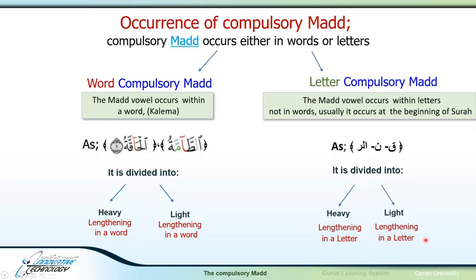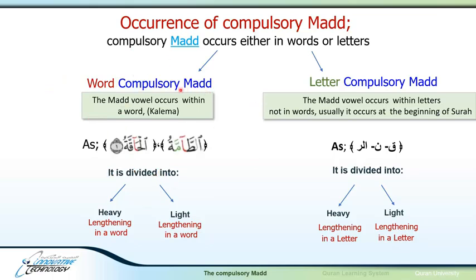So we have what we call maddun kalimiyun, kalima means word, muthaqqal, heavy, and maddun kalimiyun mukhaffaf, light, mad in a word. And we have maddun harfi, letter means harf, harfiyun muthaqqal, heavy lengthening in a letter, and harfiyun mukhaffaf, light lengthening in a letter. Let's study the word compulsory med in more details.